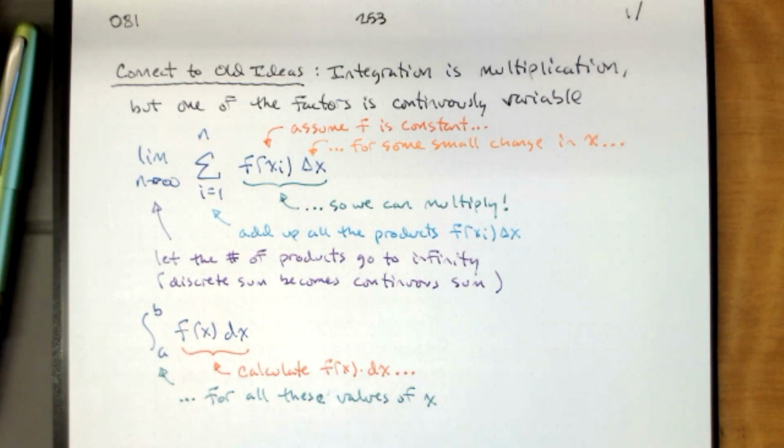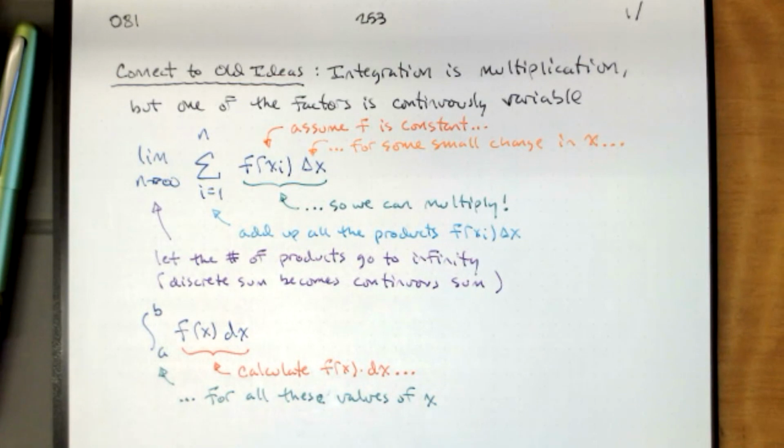What we do is we take our continuously variable factor and we assume that it's going to be constant for small changes. And we're going to reframe this problem in a single function, a single variable function. We're assuming that the value of the function is constant for some small change in x. That means we can multiply. Once we have constants, we get to multiply.